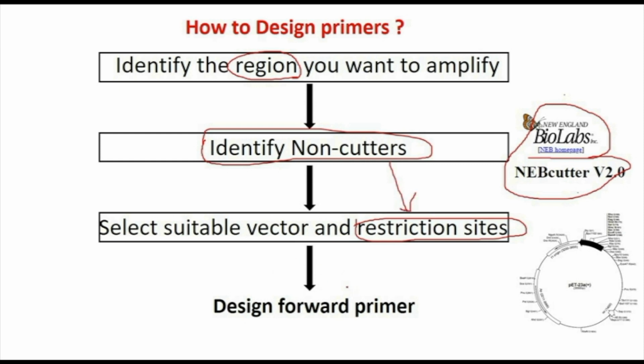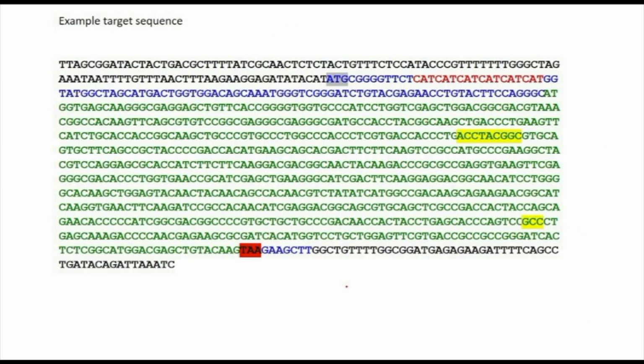After that, you can go for designing the forward primer. For understanding purposes, I am using this sequence. I will use this sequence to design the primers and analyze the primers. This is the whole sequence, but I don't want to amplify the whole region. I want to amplify the sequence which is highlighted in green, starting from here to here.